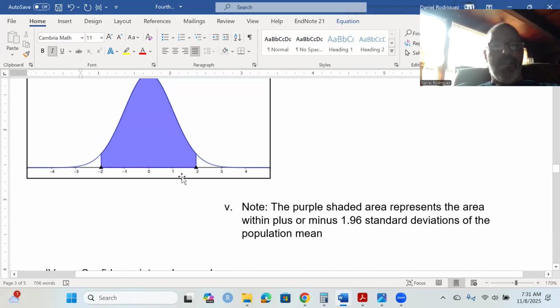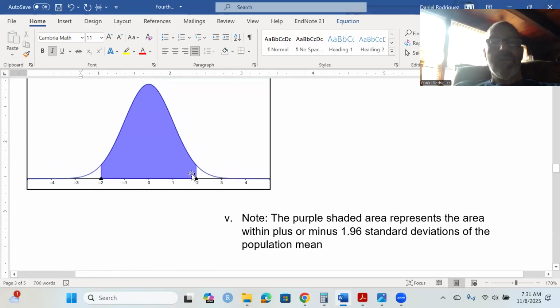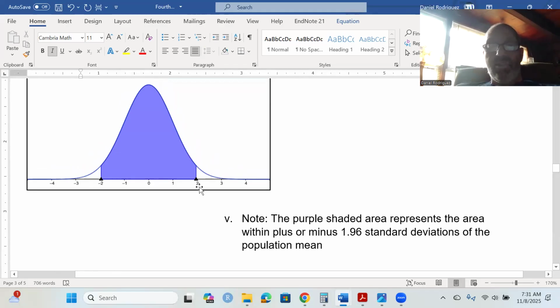But we need to find that point, and to find that point, we have to appeal to a table, and the table doesn't say, okay, I'm going to give you the values between this. It just gives you the values below it. Okay, so let's take a look at our table.